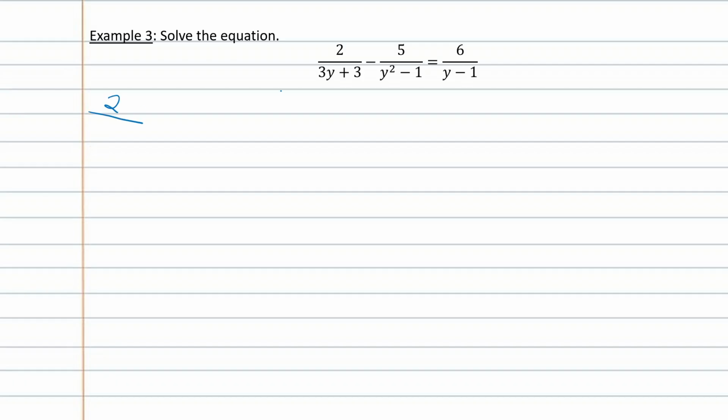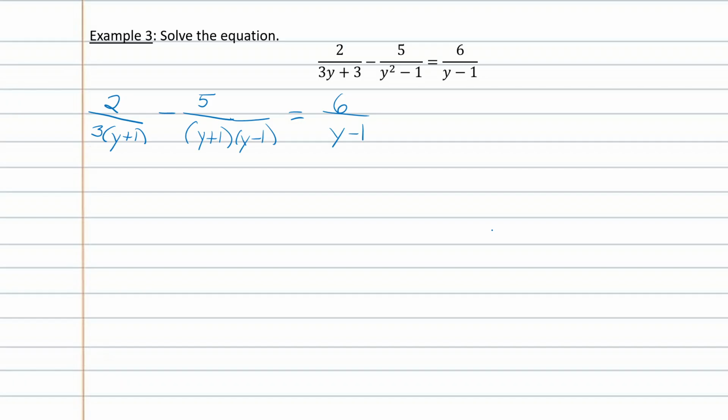I'm going to keep the numerator the same. What can I factor out of 3y plus 3? Well, I can factor a 3 out. If I factor a 3 out, that leaves me with y plus 1. Okay, that's the first one. Now, I'm going to rewrite the numerator in the second one. What can I factor y squared minus 1 into? Well, I should be able to factor y squared minus 1 into y plus 1 times y minus 1. Now, like I said, the last one here is already as simple and as factored as it can be.